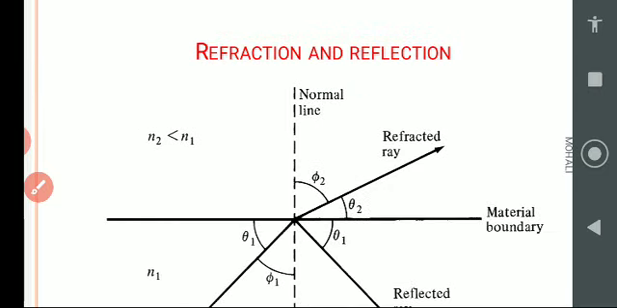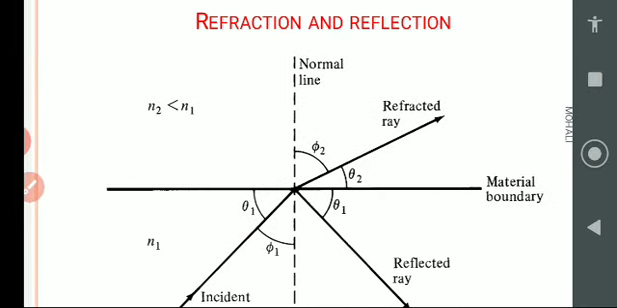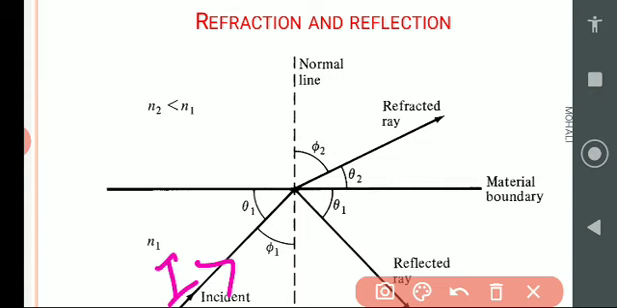Now, when the light travels along the fiber axis, it first strikes the core-clad interface. Here, this is the incidence light I. It strikes the core surface. This is the core.